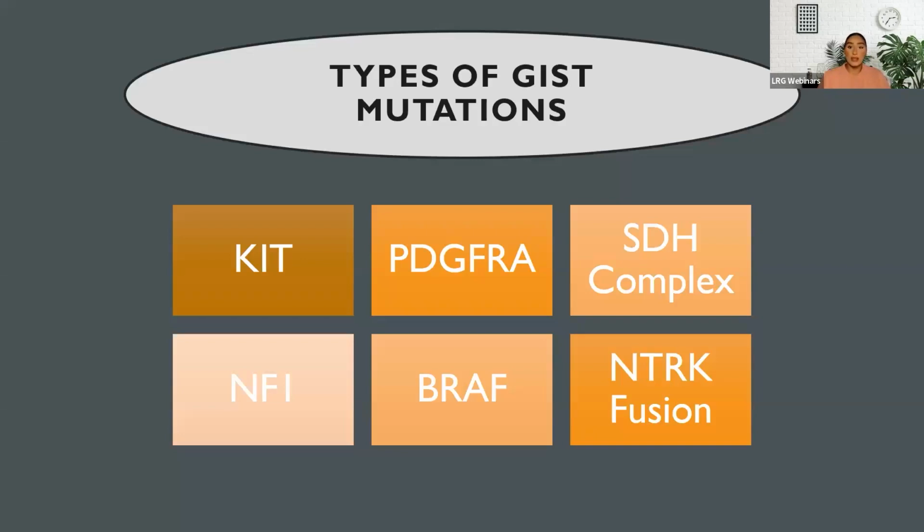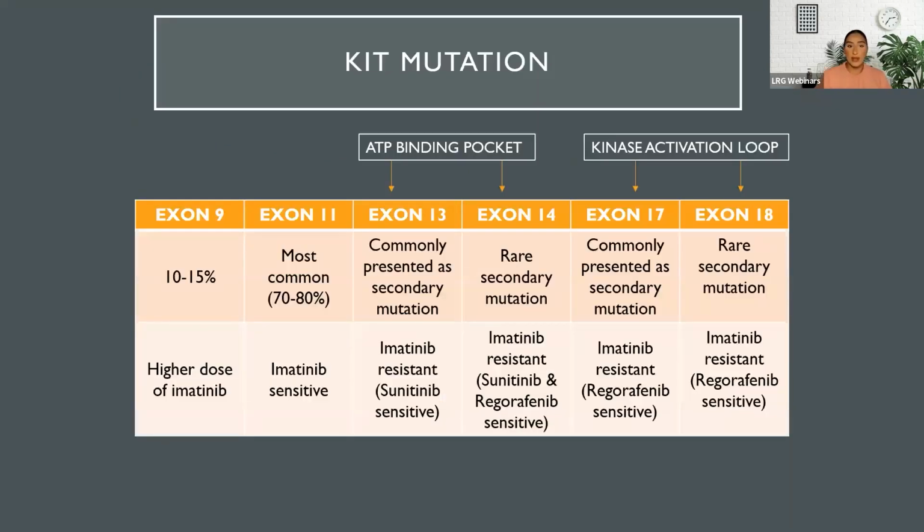So today we're going to be talking about the different types of GIST mutations. We will talk about KIT, PDGFRA, SDH deficient complex, NF1, BRAF, and NTRK fusion. I do want to note that NTRK fusion is not a mutation, but rather a fusion, but I'll discuss the difference between a mutation versus a fusion later on. We will begin with KIT mutation.